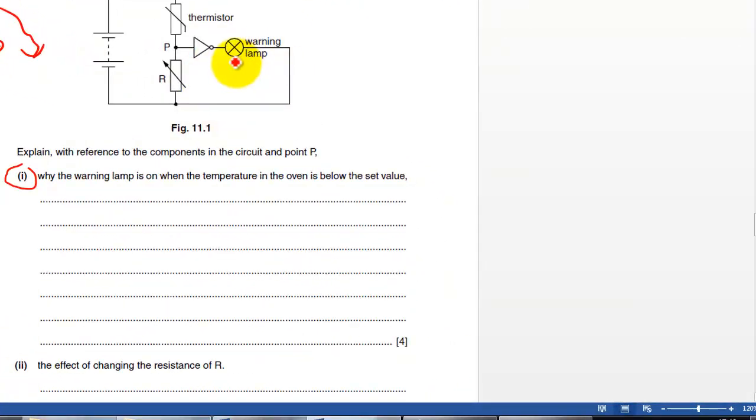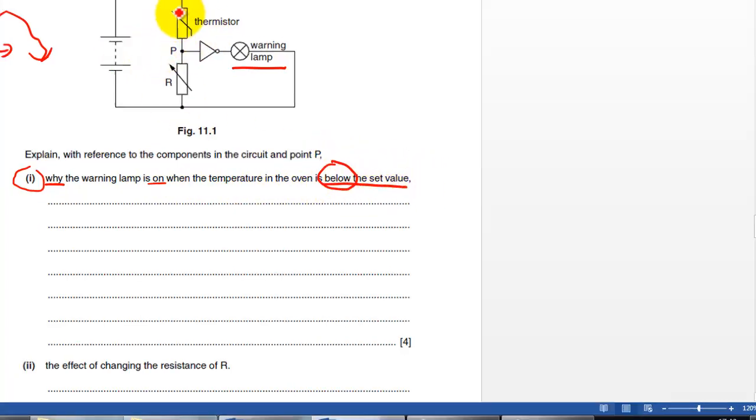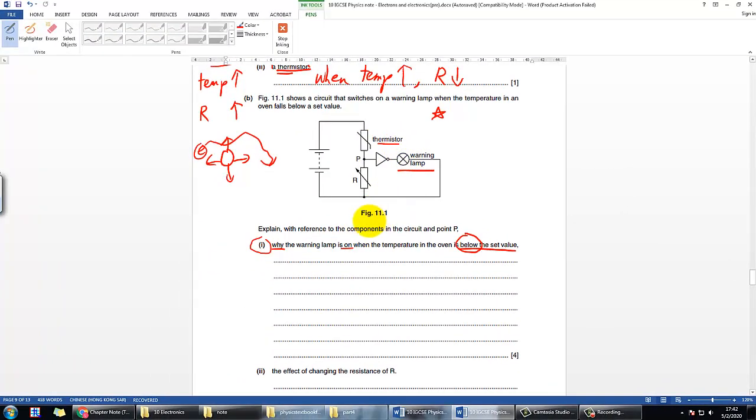What it said is there is a warning lamp. It asks you how come and why it will switch on when temperature is below, all right, this is a keyword, below a set value. So here we've got a thermistor, and then you just have to answer it. Before you actually write the answer, you should make a plan first. A thermistor is also a kind of resistor, and here this is a variable resistor. You can change the resistance, but of course normally when it's operating, the resistance is fixed.